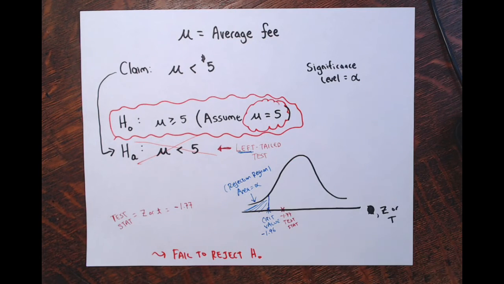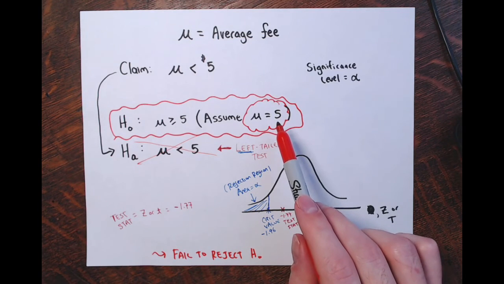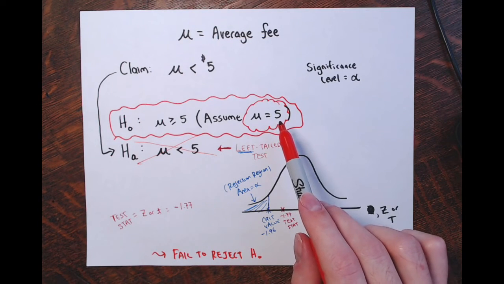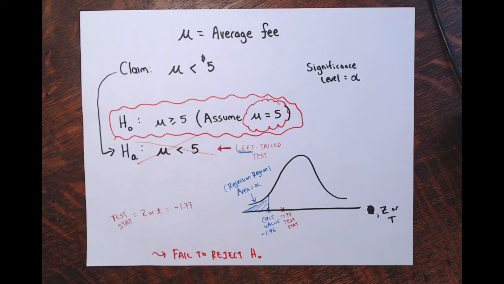We lean more toward the fact that yes, based on this sample information, based on this test statistic for my sample, this is a good conclusion to make. That the mean fee, the average fee, is equal to $5, not less than 5, right? But equal.